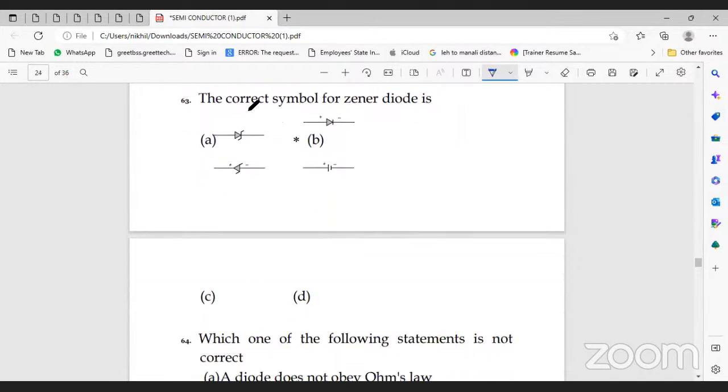Which is the correct symbol of the Zener diode? This is a normal diode, this is a battery, this is not a symbolic representation. The correct symbol of the Zener diode is this.